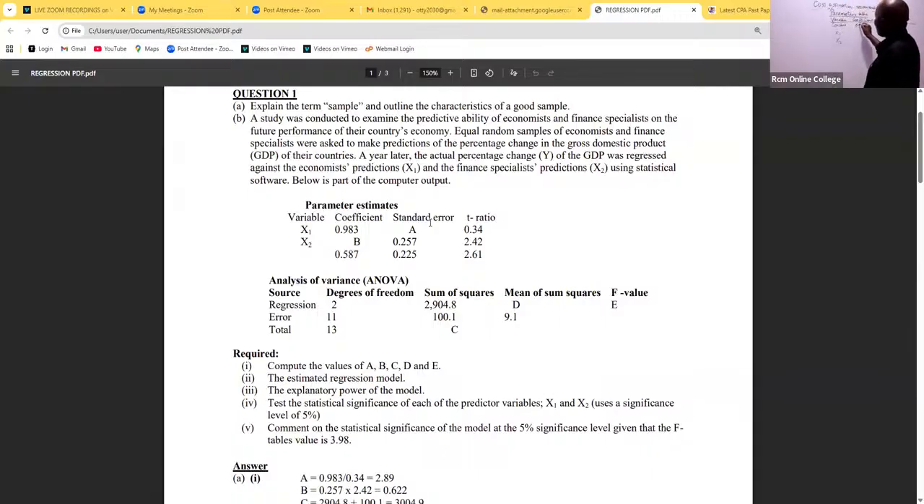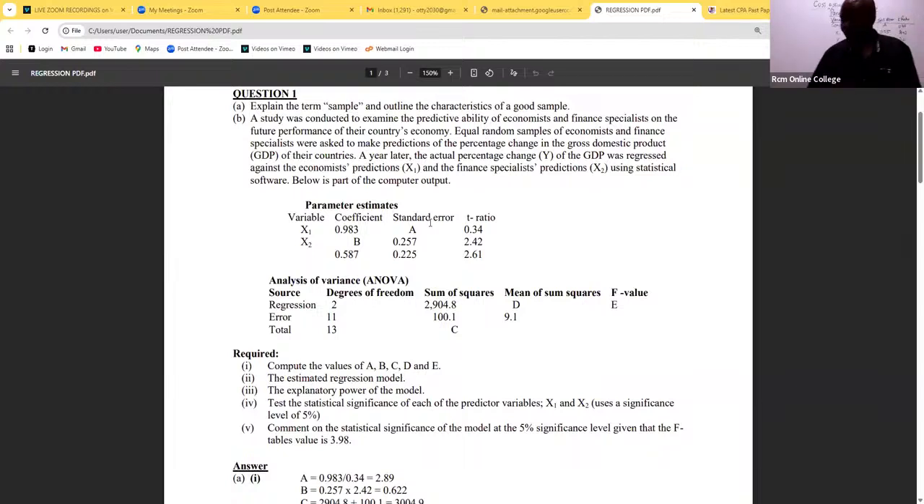So we have here 0.983, then we have B, then we have 0.587. Then we have the standard error. The first one there is A, 0.257. Then we have 0.225, then we have 0.34, we have 2.42, sorry. And then lastly, 2.61. So kindly copy this table down.